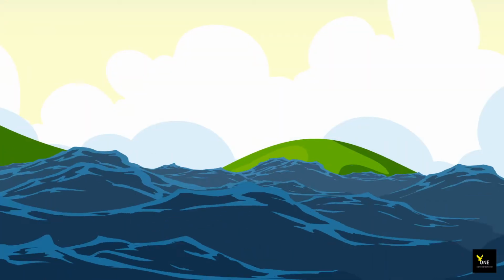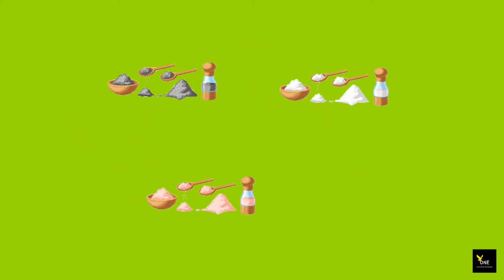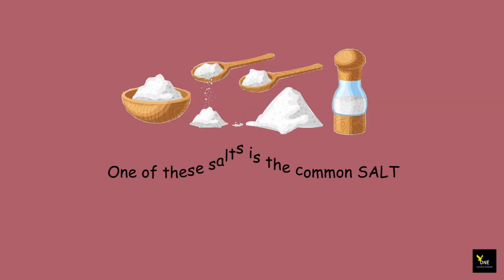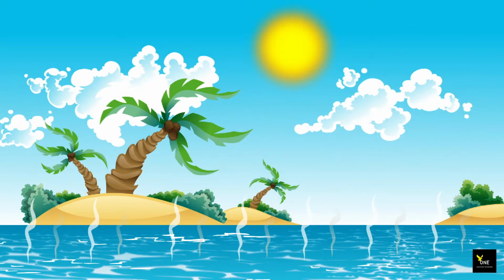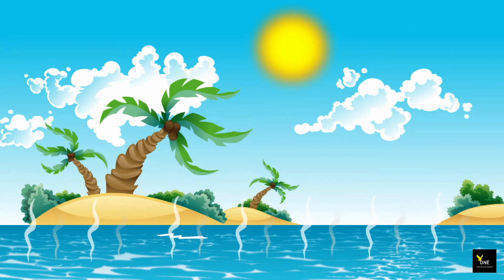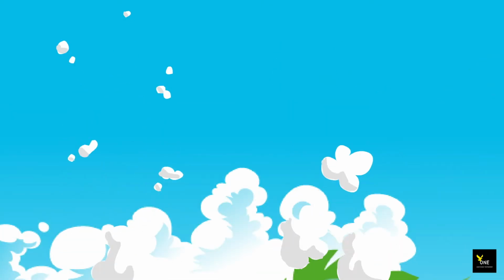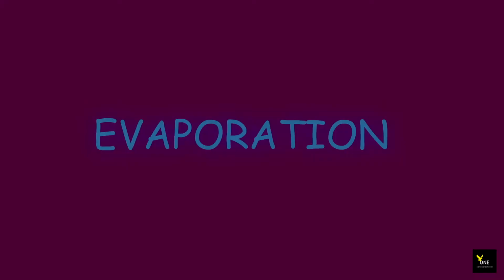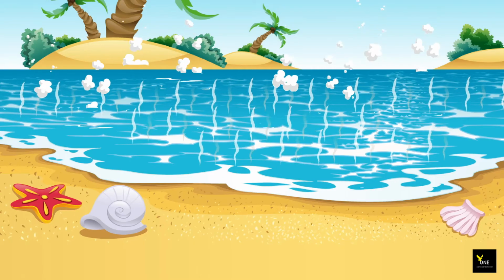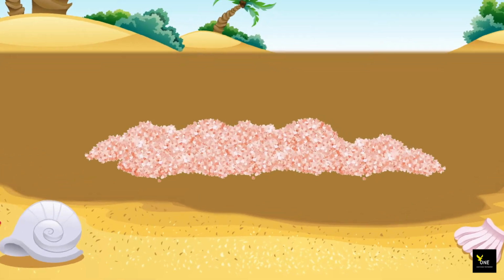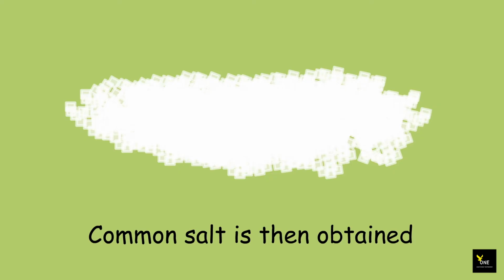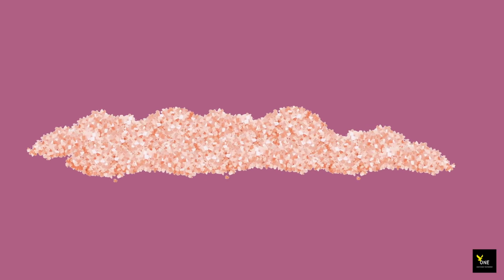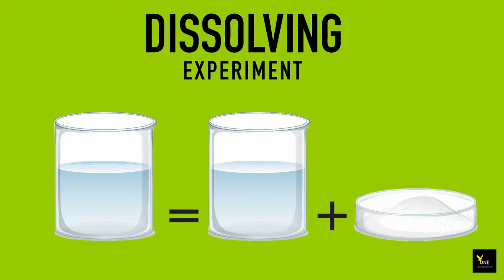Seawater contains many salts mixed in it. One of these salts is the common salt. When seawater is allowed to stand in shallow pits, water gets heated by the sunlight and slowly turns into water vapor through evaporation. In a few days, the water evaporates completely, leaving behind the solid salts. Common salt is then obtained from this mixture of salts by further purification.